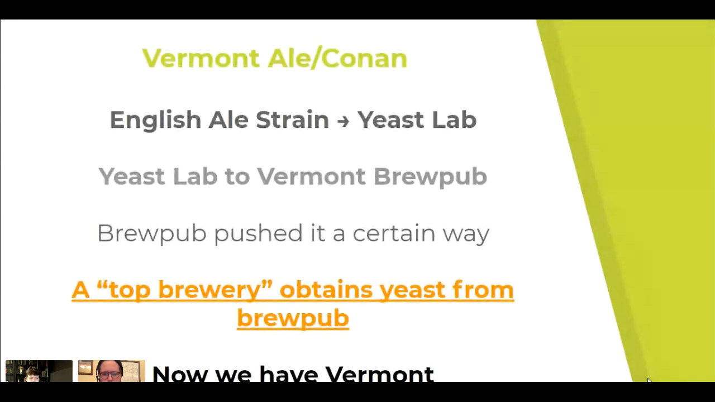Now, we also have the same idea with Vermont or Conan, the standard New England IPA strain. There's a yeast lab that we know had the original version of this, which then a Vermont brew pub started using en masse. That brew pub then pushed it a certain way, used it for a long period of time. There are a few top breweries that then obtained this yeast, one in particular, that used it, started turning it into their own thing, made a very popular beer, and now we have Vermont ale yeast.